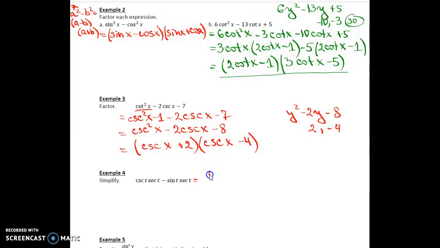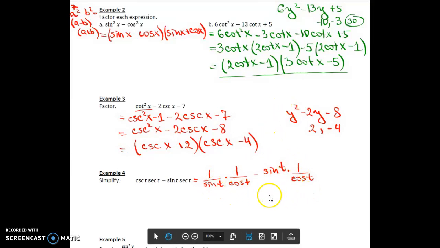We get 1 over sine of t times 1 over the cosine of t minus the sine of t times 1 over the cosine of t. Okay. Now everything is in terms of sine and cosine. We only have two numbers to worry about. It looks like we have a fraction minus another fraction.